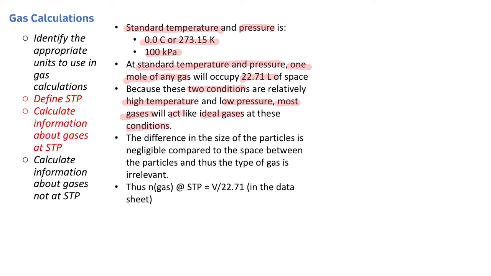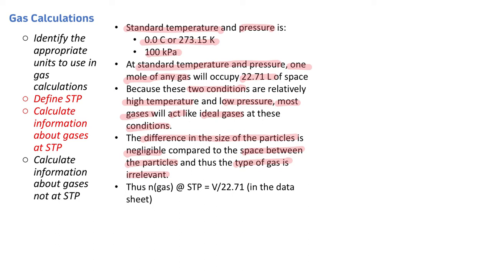Since they're all acting like ideal gases, the difference in the size of the particles is negligible compared to the space between them, and thus the type of gas that you've got is irrelevant. So any type of gas at STP will occupy 22.71 liters of space.